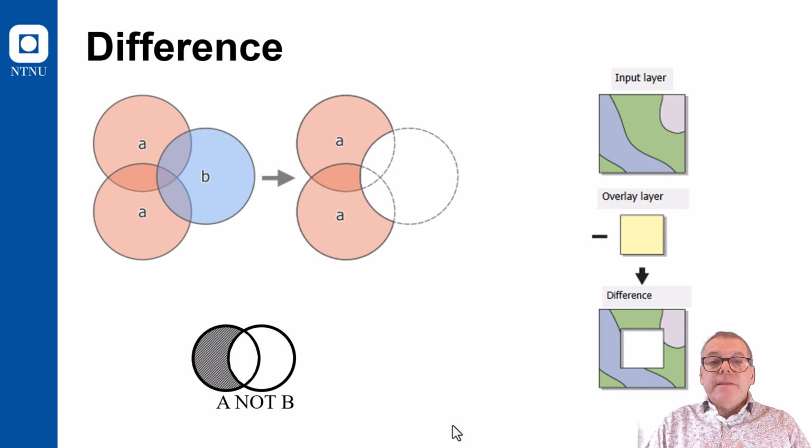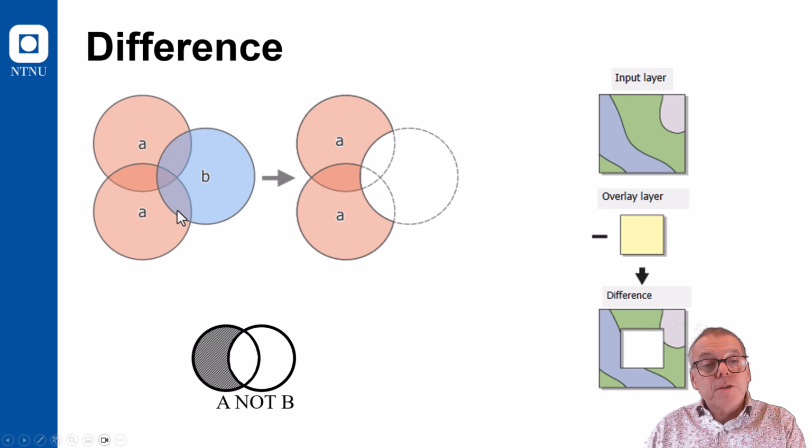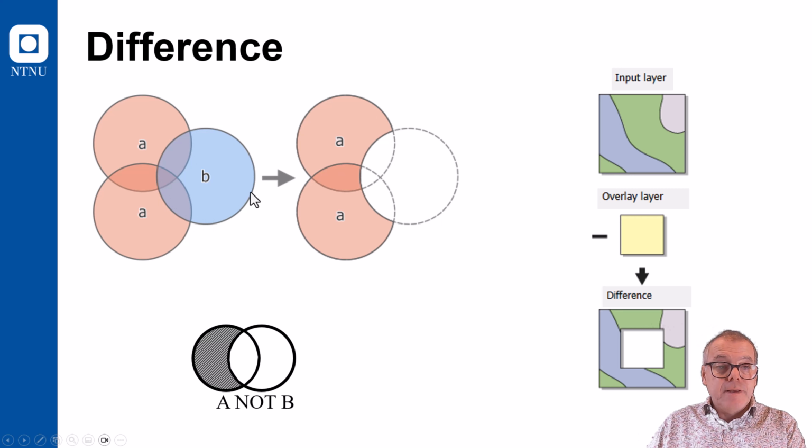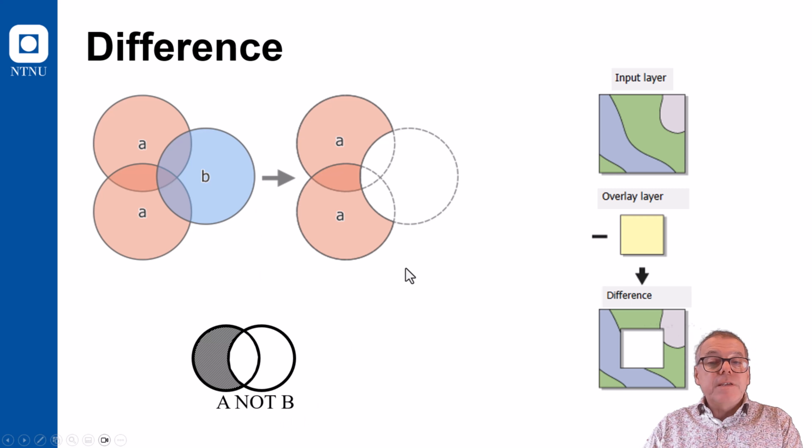I'll provide some more details on each of these. So the difference tool, it's like the not operator. So we are keeping the first set except the parts which are overlapping the second set, illustrated by the B here. So everything which is B here, we should exclude because we should not have B. So this is just cut away. This works very much like you have an overlay layer, which is used to exactly do the difference. So it's also like a minus. You take the first input layer minus the second overlay layer, and the result is then the difference between the two.